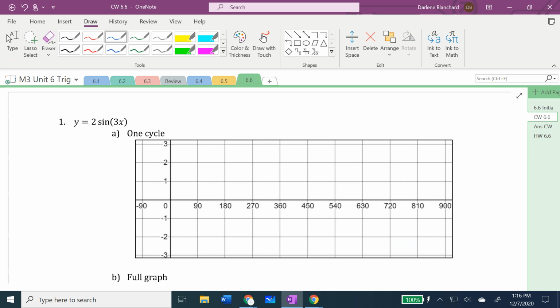So one cycle of a sine graph. This is what we just did before. I'm going to put 0, 0, 90, 1, 180, 0, 270 is -1, and 360 takes us back to 0. Plot those 5 points. Above the x-axis, draw a spilled cereal bowl. Under the x-axis, draw a cereal bowl full of delicious cereal.